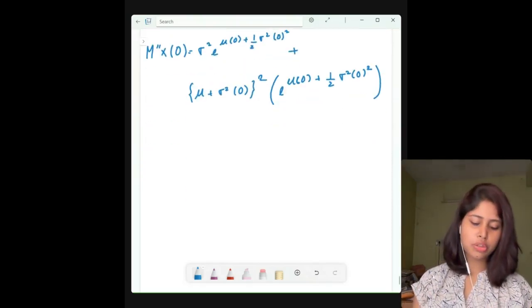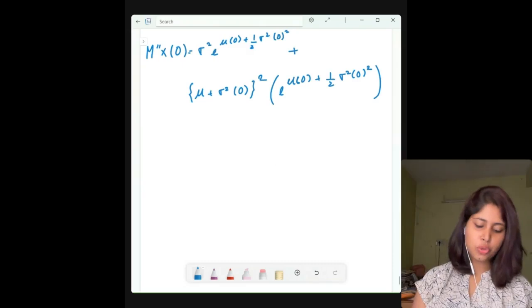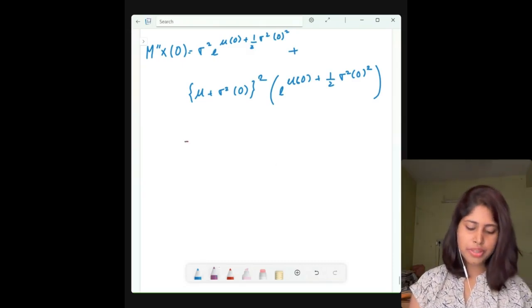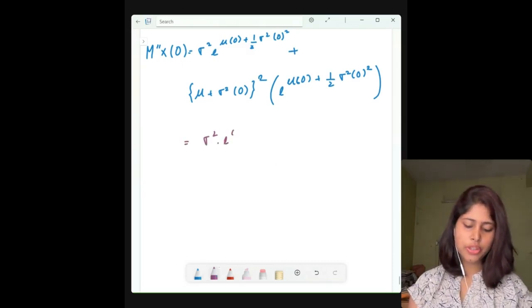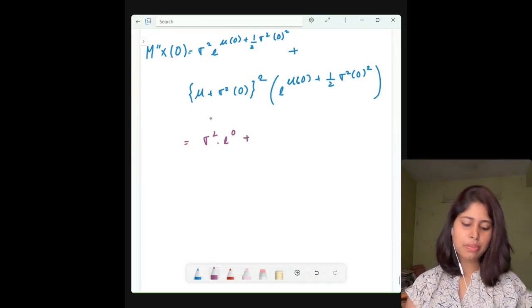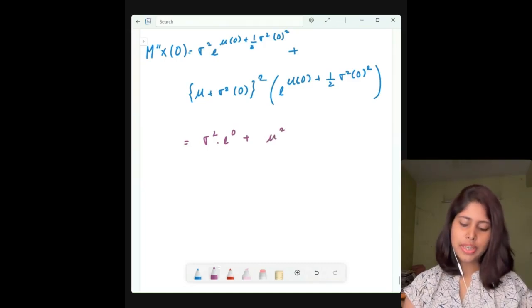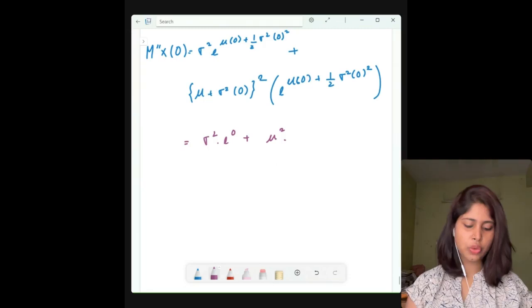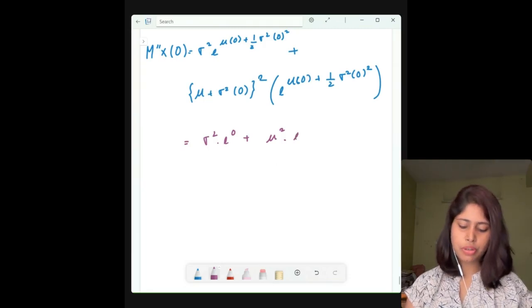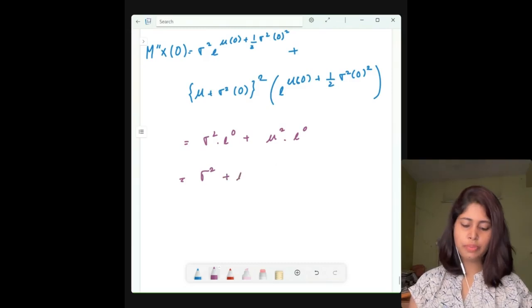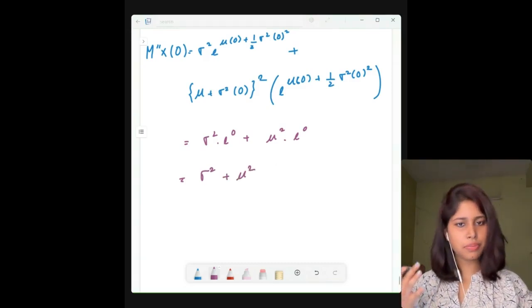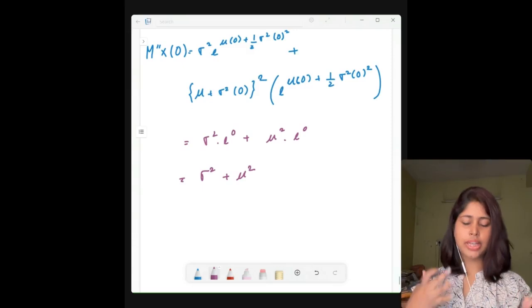Now if you see, then it will be what? Sigma square into e to the power 0. The whole thing will be sigma square into e to the power 0, plus mu plus sigma square into 0, which is 0 only. Then we are getting mu square into e to the power, again 0, right? So we are getting e to the power 0, that is 1. So sigma square plus mu square, this is what we are getting as m double dash x 0.